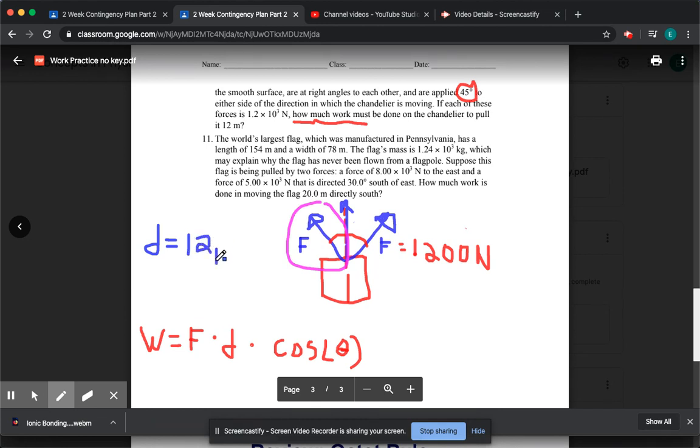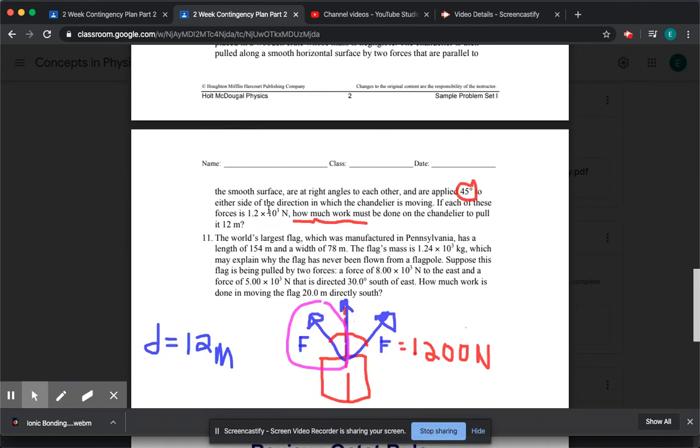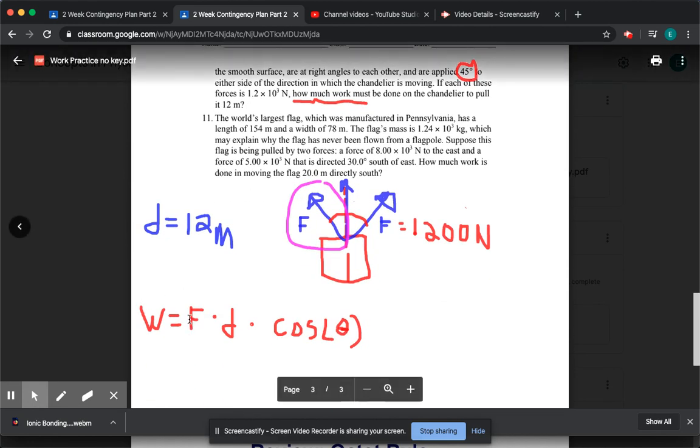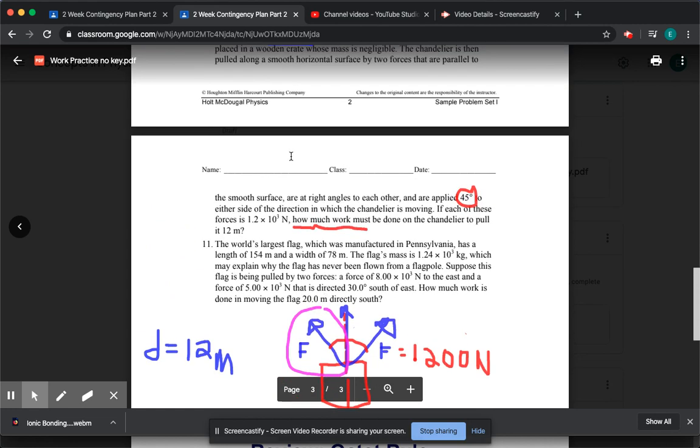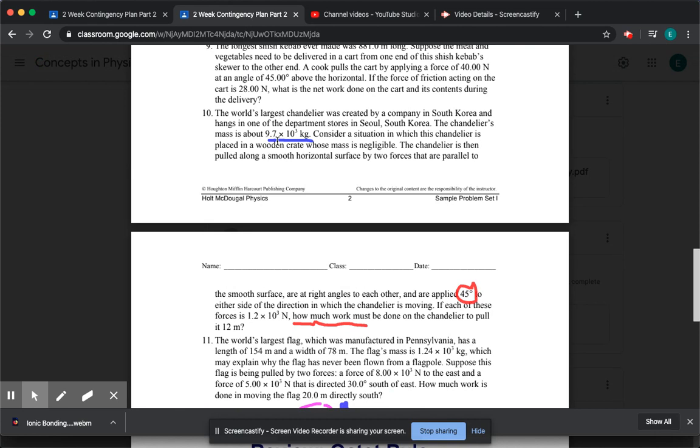And I also want you to notice something else. They told us the mass of the chandelier. They told us that the mass of the chandelier is 9.7 times 10 to the 3, but you don't always need the information that they give you, okay? Because the only thing we need to answer this question is F, D, and cosine of the angle. We don't need the mass in this case. So just because they give you a number doesn't mean you're always going to use it, okay? So remember that. You're not always going to use all the information they give you.